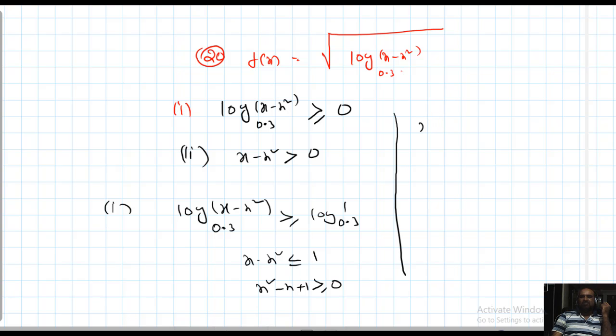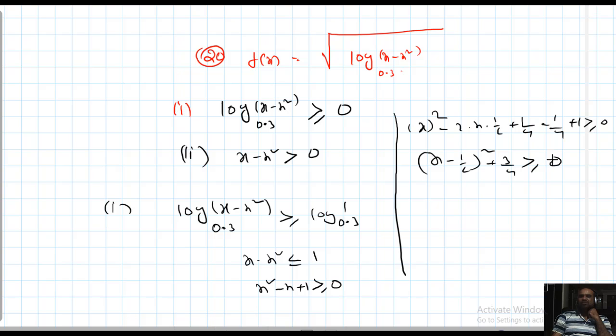Or try to make it into a perfect square: x square minus 2 into x into 1 by 2 plus 1 by 4 minus 1 by 4 plus 1 greater than or equal to 0. (x minus 1 by 2) whole square plus 3 by 4 greater than or equal to 0. So for every x it happens, no? So x belongs to R, I can say. This is the first part.